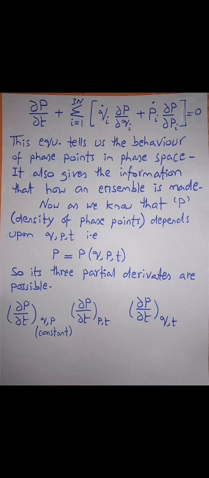By differentiating equation 2 on both the left hand side and the right hand side with respect to time, on the left hand side we simply get dρ divided by dt. But on the right hand side, we get three partial derivatives. The first is partial ρ divided by partial t, where q and p, position and momentum, are constant. Second is partial ρ divided by partial t, where momentum and time are constant. Third is partial ρ divided by partial t, where position and time are constant.